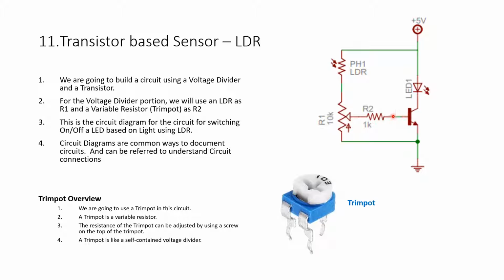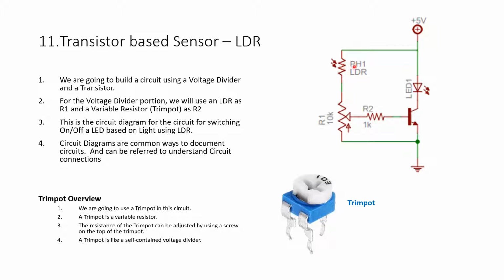Now, if you look at it, from the previous circuit, there's a slight difference in the voltage divider circuit which we have here. In the previous circuit, the V out was coming out from between two resistors. In this case, we are using a variable resistor because we want to adjust the sensitivity of this whole circuit in accordance with the LDR.